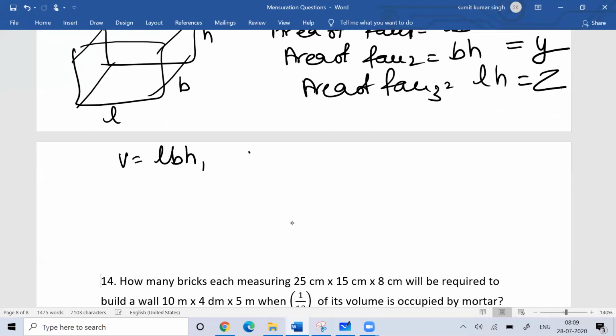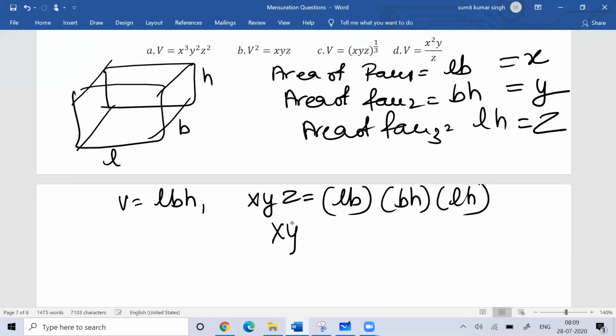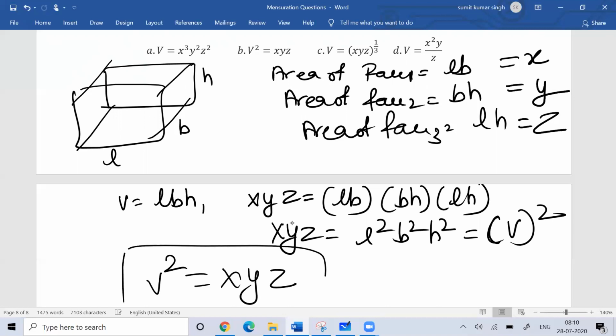Now if you take the product of X into Y into Z, that is nothing but L into B into B into H into L into H. So X into Y into Z is L square into B square into H square. So you can say they are equal to V square. So V square is equal to X into Y into Z.